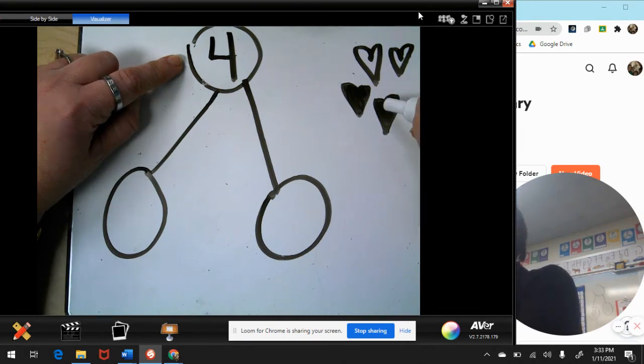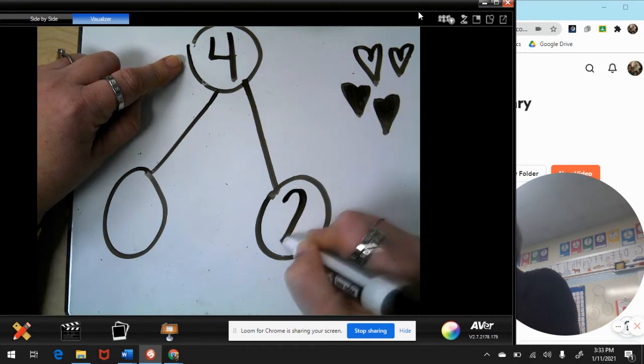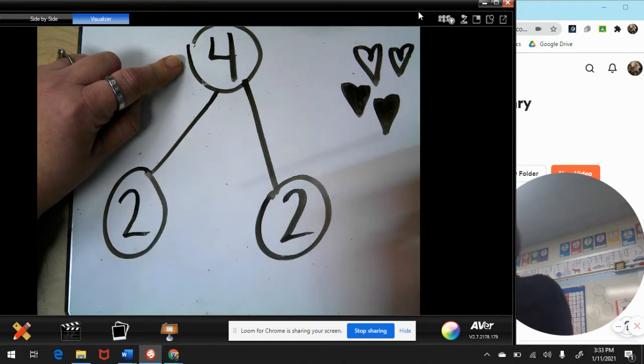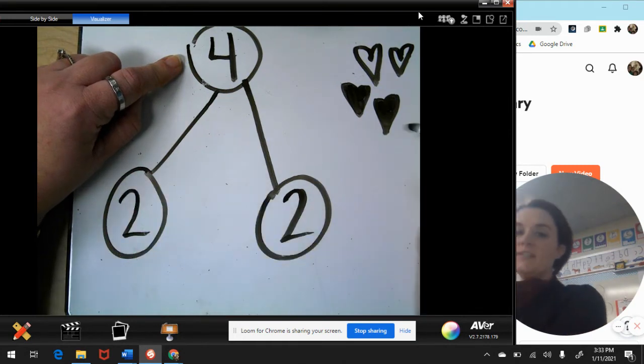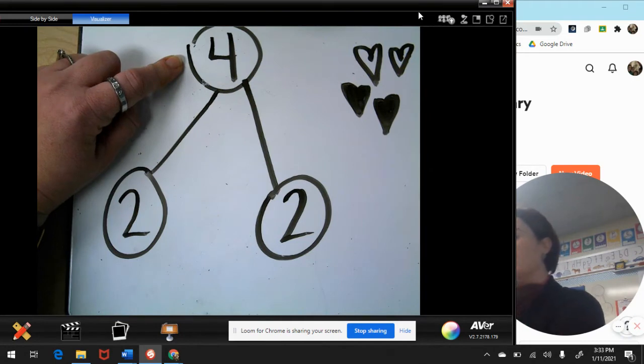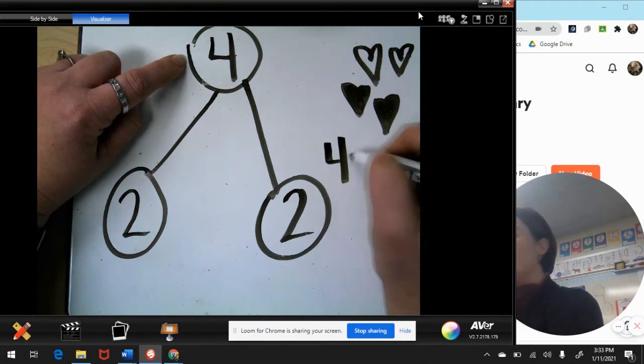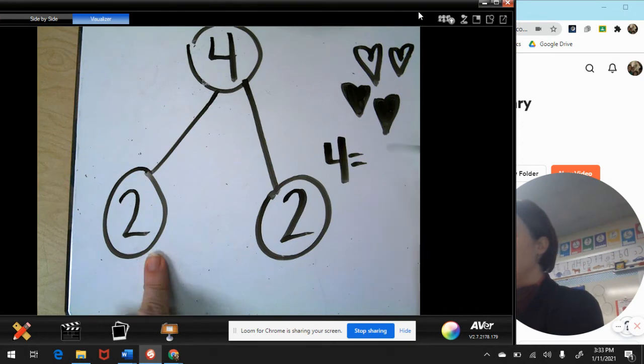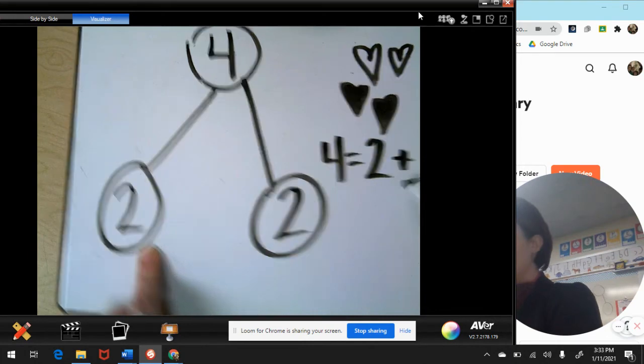2 of my hearts are black. 1, 2. How many of my hearts are white, friends? That's right. 1, 2. Now, if I were going to write a number sentence for this, I would write 4. Your whole always goes first when we're writing these number sentences. So 4 equals 2 plus 2.